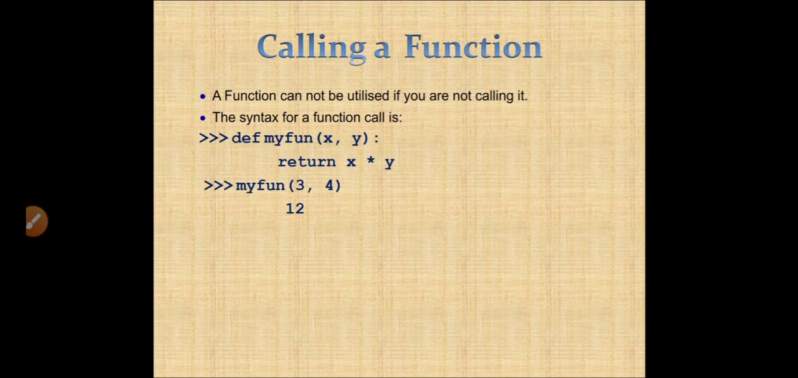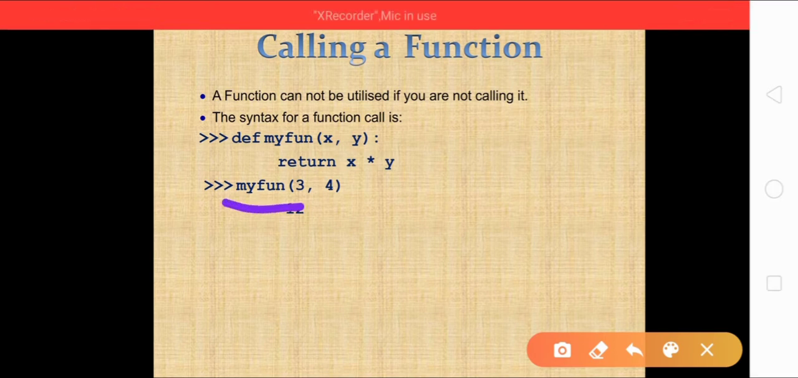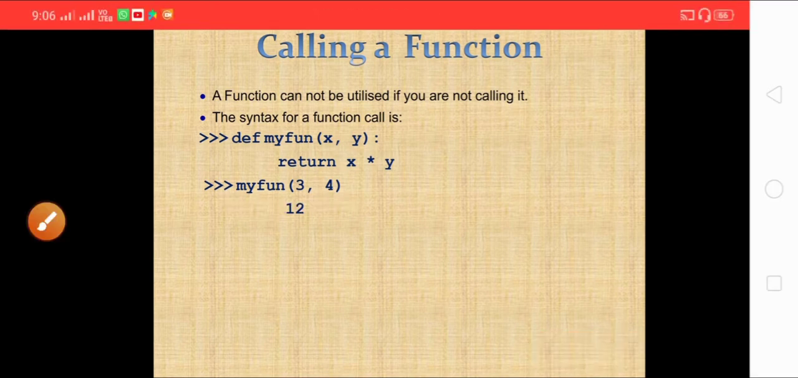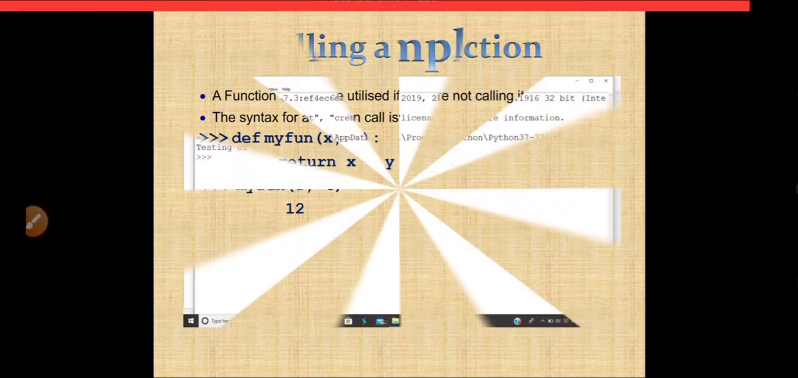So this way we can call a function. The good thing about the function is that you can create hundreds or thousands of functions in your program, but only that function will be utilized at runtime that you are going to call. For example, if I am not going to call this function using this line, I am not going to utilize my function anymore. So whenever you need to utilize your function, you have to call it.